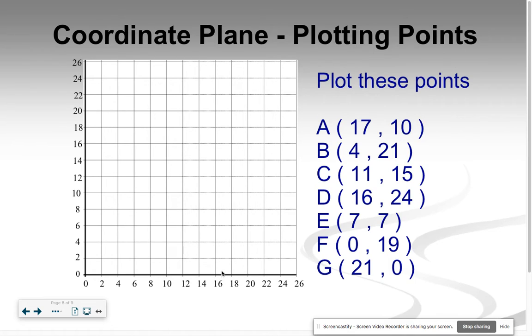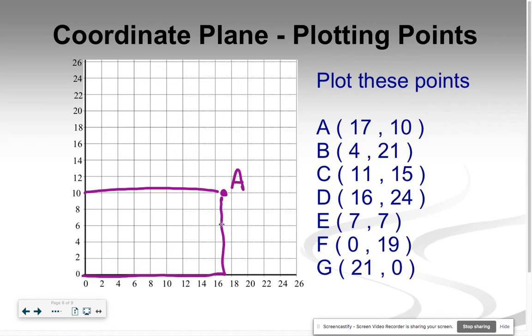Now, the second number says go up to 10. So we're going to go all the way up until we get to 10. Notice I was not drawing lines. A lot of times I see people do stuff like this, like, oh, went over there, and then 10, and then I go up to here. Don't do that part. Just put the dot in, A.